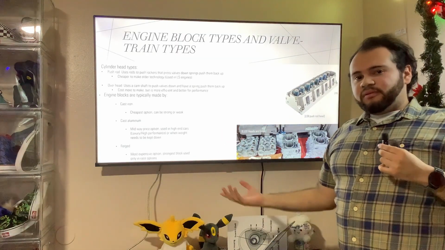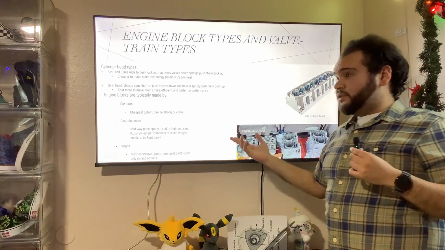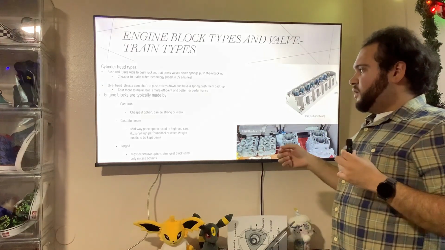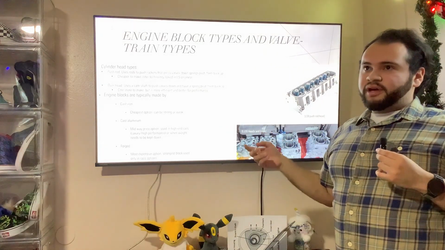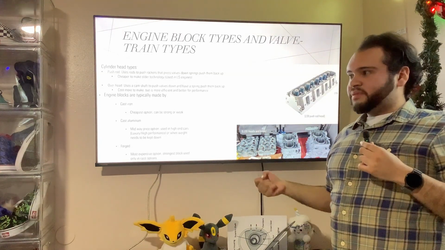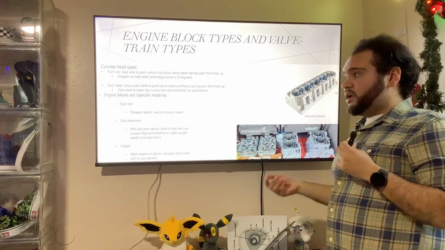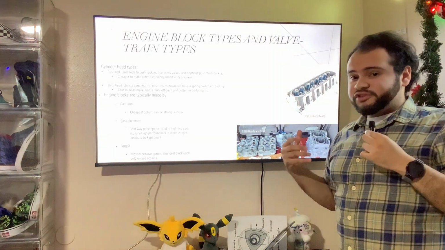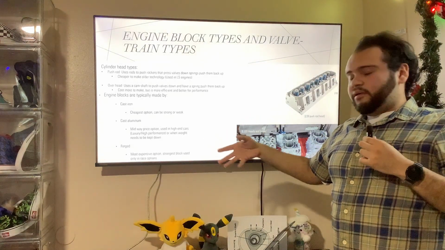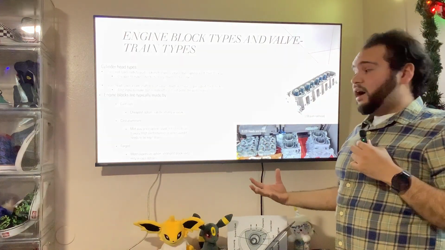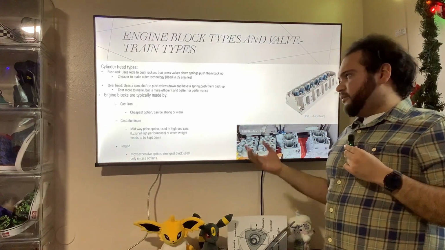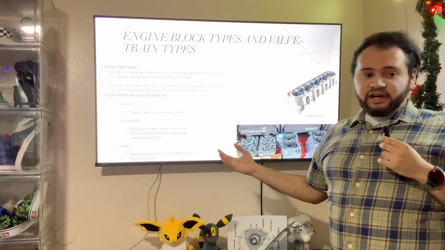There's three main ways to build a block. You have cast iron, you have cast aluminum, and you have forging. Cast iron is pouring hot molten iron into a cast, which creates a block. It's the cheapest way to do it. It's very heavy, but it can be very strong. Cast aluminum, which is pouring molten aluminum into a cast, is a little bit more expensive, but it has almost the same benefits as cast iron.